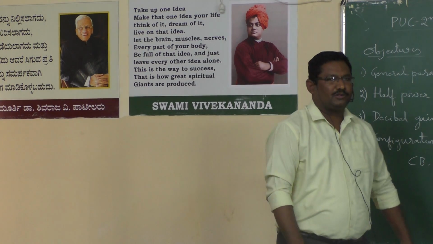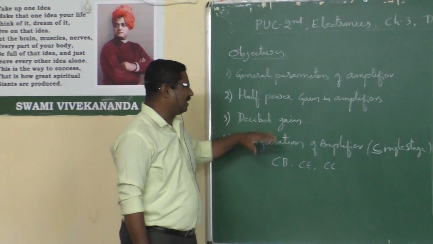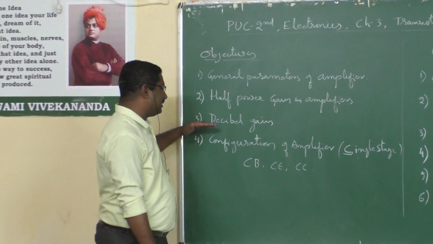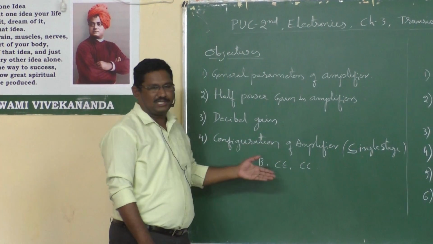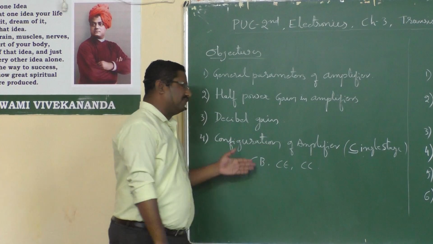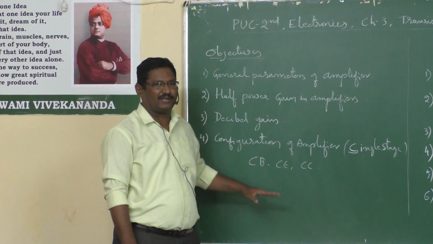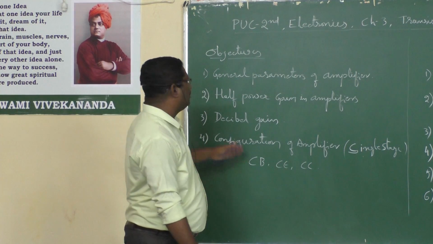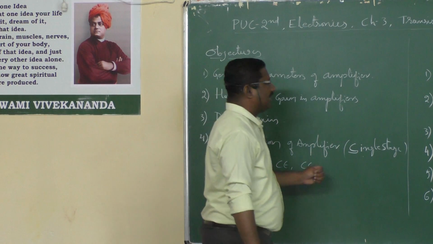Today, the objective of the class is that we learn about general parameters of an amplifier, half power gain in an amplifier, decibel gain, and configuration of a single stage amplifier. In that, we learn CE, CB, CC amplifiers, common base, common emitter and common collector amplifiers, in detail. So let us start with the first one, general parameters of an amplifier.